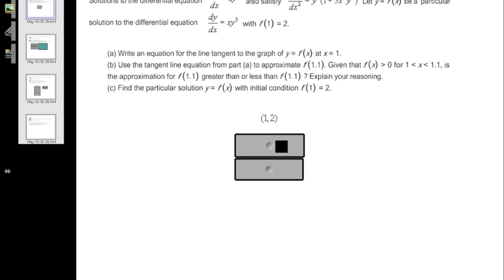A differential equation gives you the slope of a tangent line to a graph at a certain point. So now you get dy over dx equals 1 times 2 cubed equals 8. Therefore, the slope at x equals 1 is 8. To find the equation, we plug in the slope and point into the point-slope equation, which is y minus y1 equals m times x minus x1. After plugging in, we get y minus 2 equals 8 times x minus 1.